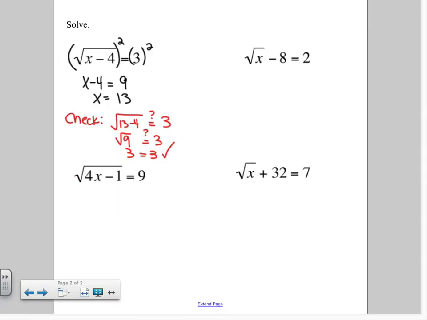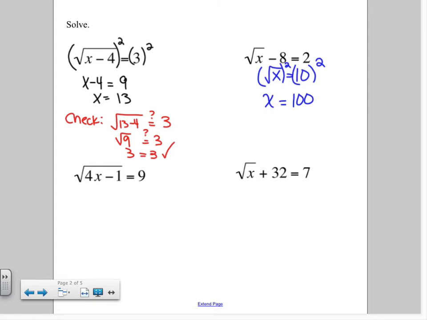All right, let's try the next one. We have the square root of x minus 8 equals 2, so let's make sure we isolate the square root on one side. So we have to add 8 to both sides, so we get the square root of x equals 10. Now let's square both sides to get rid of the root. So we have x is equal to 100.